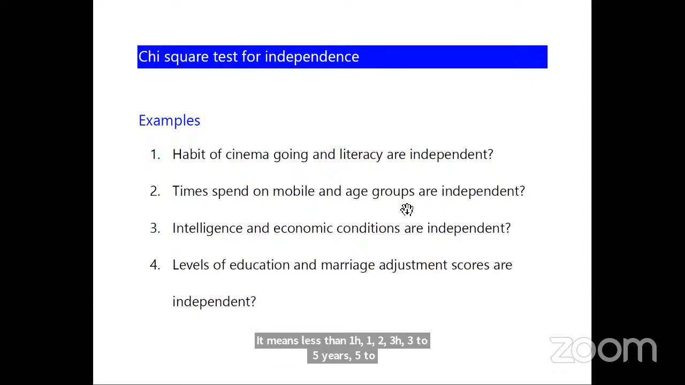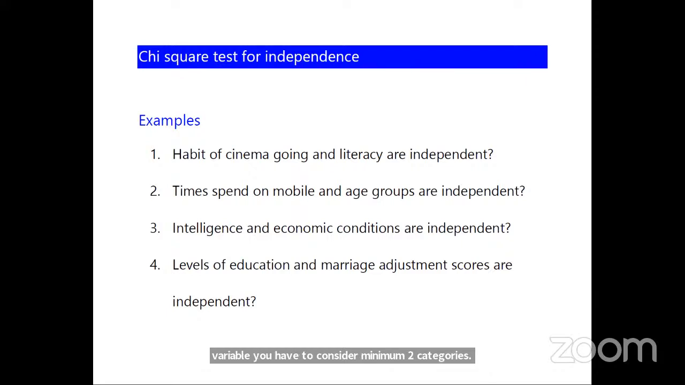Again, you have to take different categories for age groups also. So for every variable, you have to consider minimum two categories. Like intelligence: very intelligent, intelligent, so very poor, like that you have to distinguish the characteristic intelligence into different categories. Same is the case for economic conditions. You can consider poor, then middle class, then rich, then very rich, isn't it? And you can check whether these categories are independent or not using this chi-square test for independence.